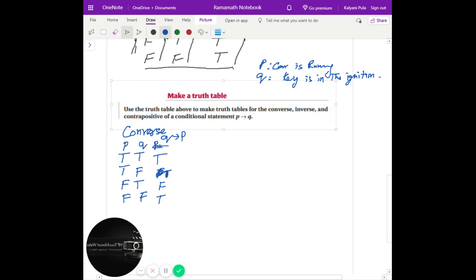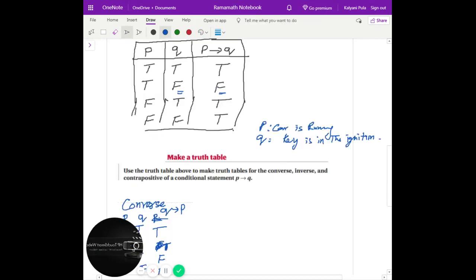That's the question. And the next one is: the ignition is on, but the car is not running. Does that work? So that's what we're basically checking, the converse. And then we can check the inverse, and then also we can come up with the truth table for the contrapositive also. The trick is basically true, true is always true.